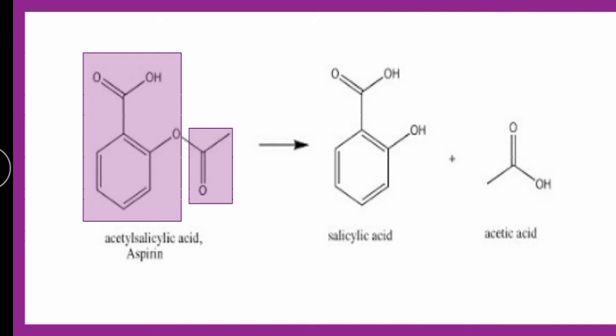So see, this one is salicylic acid, and when this hydrogen, here you can see, is replaced with the acetyl group, it becomes an acetyl derivative of salicylic acid. Meaning, the acetyl derivative of salicylic acid is acetyl salicylic acid, which is nothing but aspirin. So it is commonly known as acetyl salicylic acid.